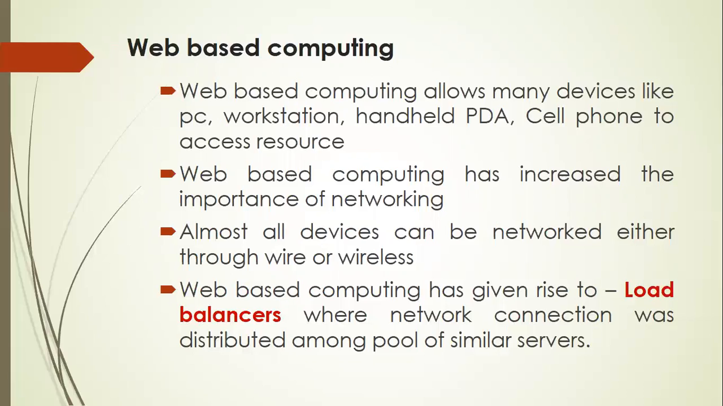One example is the internet. For the internet, anything can be connected. You can connect your laptop to the internet. You can connect your PC to the internet. You can connect your mobiles to the internet. So anything can be connected, either through wire or through wireless.